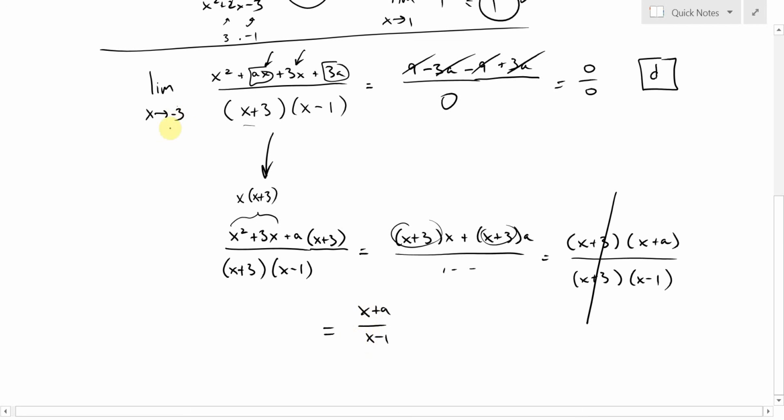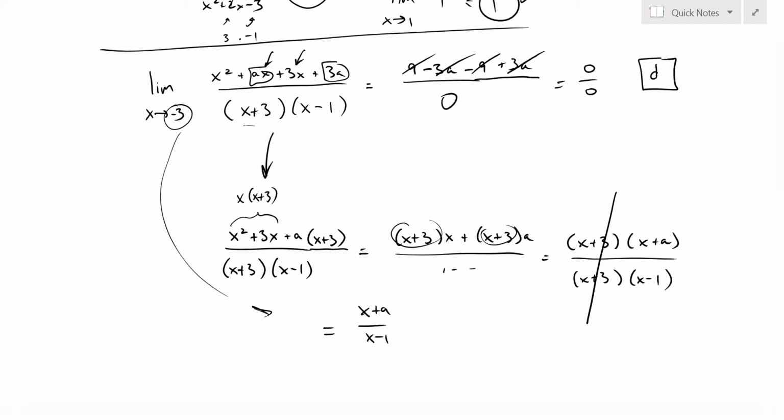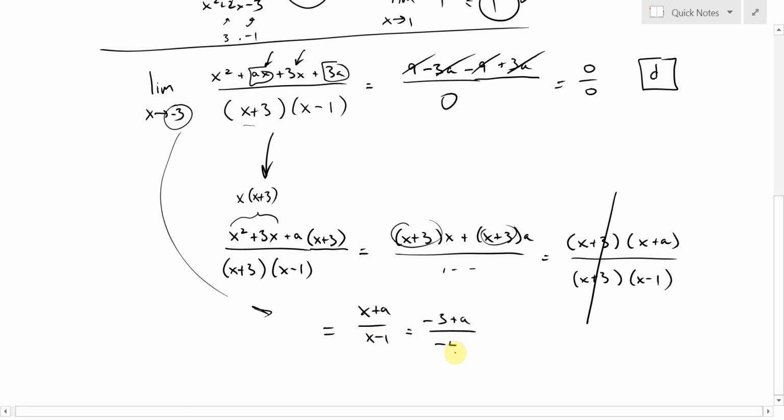And now, alright, so we've simplified it algebraically. So now let's plug in again. Negative 3. I hope something even easier works out. So if we plug in negative 3, what do we get? Negative 3 plus a divided by negative 3 minus 1, which is negative 4. So we get this answer.